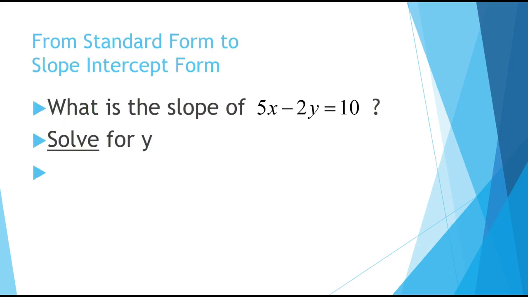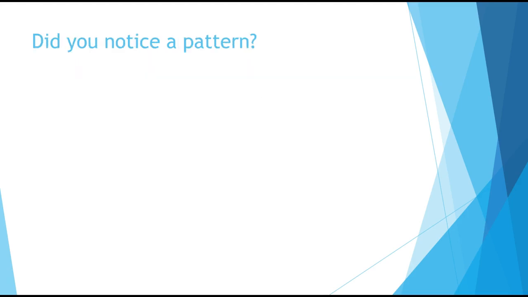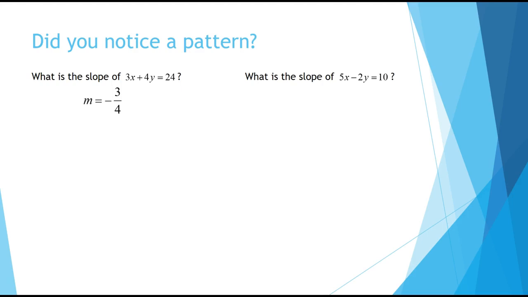As we look back, when we solved for y, we got y equals 5/2 x minus 5, which means our slope was 5/2. Now, you may have noticed a pattern. If you did, when we were looking for the slope of 3x plus 4y equals 24, that slope was -3/4. What was the slope of 5x minus 2y equals 10? That slope was 5/2.